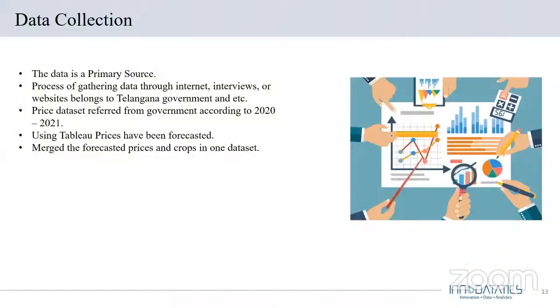Data collection. The data is a primary source. It is the process of gathering data through the internet, interviews, or websites belonging to the Telangana government, etc. The price data set was referred from the government, for 2020 and 21. Using Tableau, prices have been forecasted. We merge the forecasted prices and crops in one data set. Next slide.